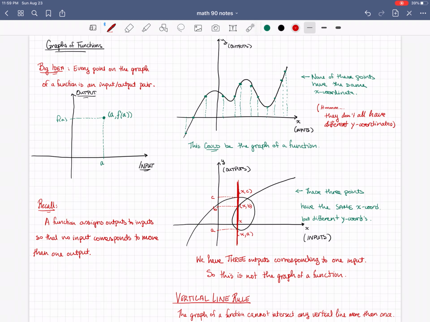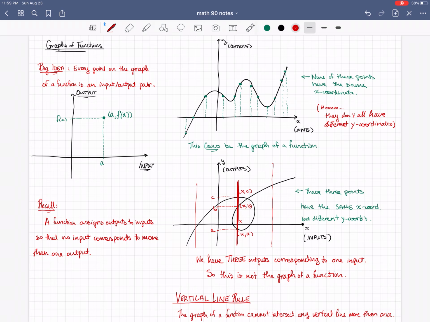So the reason this is important is it's not enough for there to be a vertical line that crosses the graph only once, like this one, or this one. That's not enough. What you need is for there to be no vertical line at all that crosses your graph in more than one place. If there's so much as one vertical line that crosses your graph in more than one place, poof, it's no longer the graph of a function. So that's the big idea behind the graph of a function.